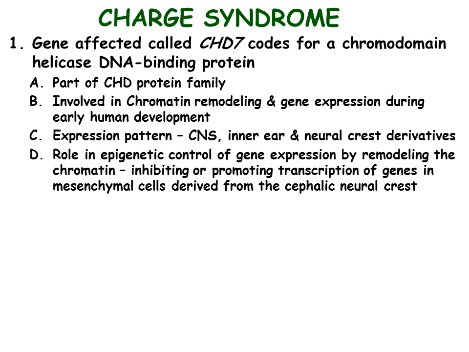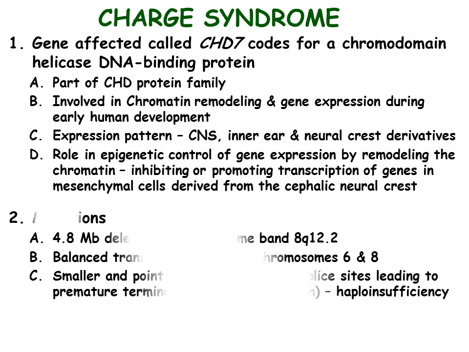It turns out that these particular proteins control gene expression by changing the chromatin. They do not alter the nucleotide sequences in DNA, but they inhibit or promote transcription of genes in mesenchymal cells. And these are derived from the cephalic neural crest, and so this is why the particular types of things that arise from the neural crest will be affected in this disorder. So if they can't control gene expression in their normal manner, of course, things are going to be expressed at the wrong time and perhaps in the wrong place, and things don't develop properly.